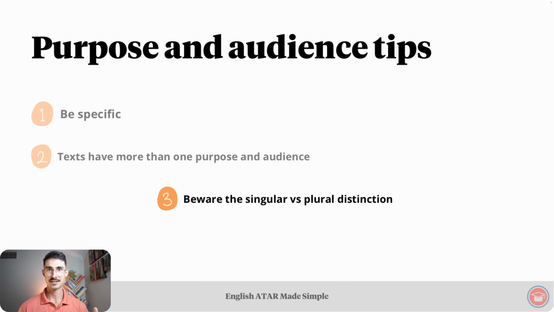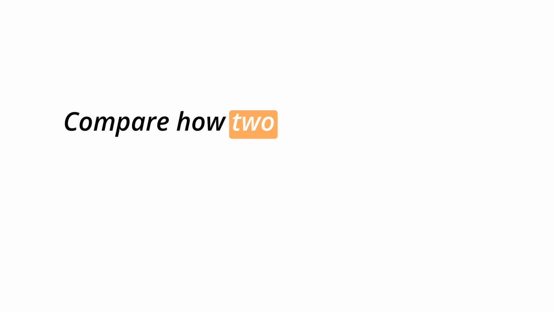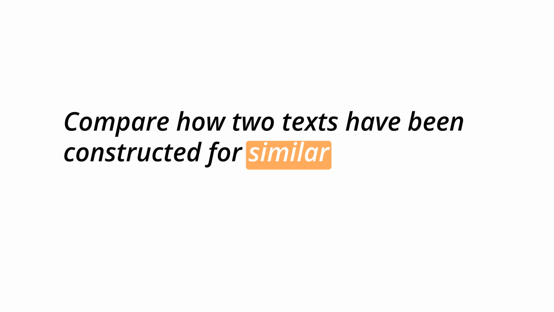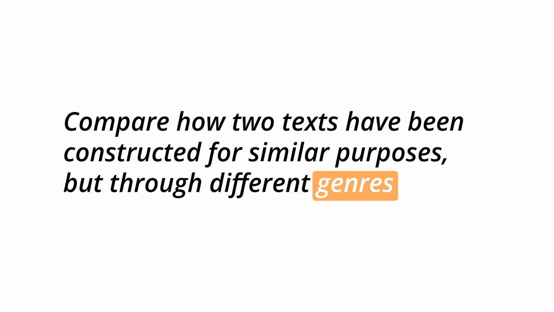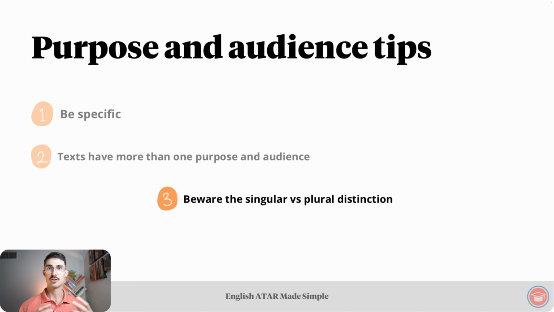On the other hand, if a question includes the word purposes or audiences, you must discuss at least 2 purposes or at least 2 audiences. For example, let's say you're answering this past WACE exam question. Compare how 2 texts have been constructed for similar purposes but through different genres. In this example, you'd be required to articulate one purpose for one text, another purpose in another text, and then ultimately explain how they're similar.